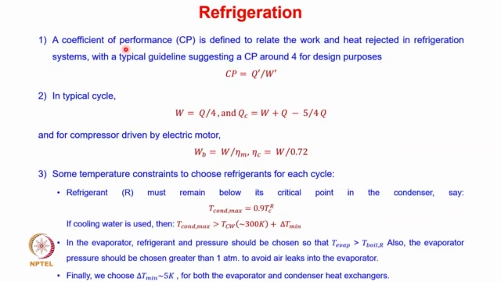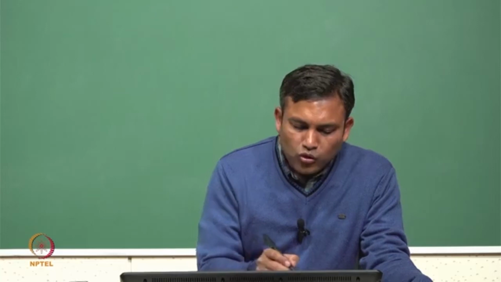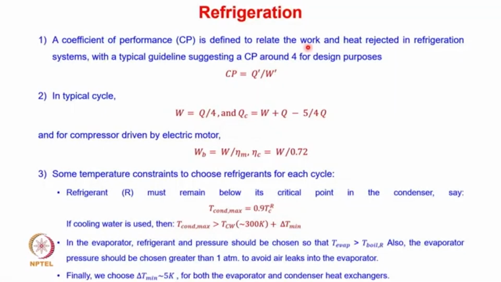The coefficient of performance is an important factor when we look at the cost estimation of refrigeration. Whenever we want to look at the performance of the refrigeration, the important factor one has to look at is the coefficient of performance. It is defined to relate the work and the heat rejected in the refrigeration system, with typical guidelines suggesting a coefficient of performance around 4 for design purposes. So Cp here is given as Q dash by W dash.